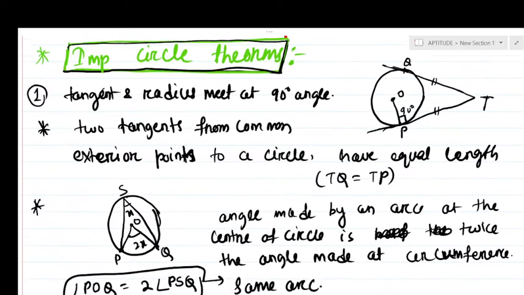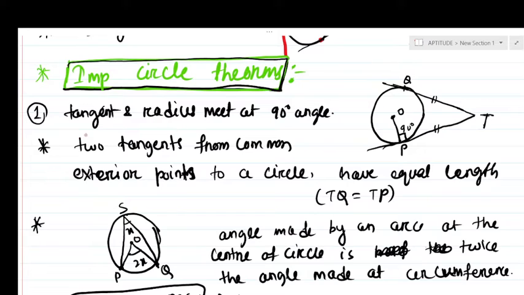Then some important theorems about the circle. See the figure: this is the tangent, two tangents, and this is the radius. The tangent and radius make 90 degrees at this point. And this is the exterior point. From this point, two tangents are drawn, so the length TQ is equal to PT. This is also one of the properties.